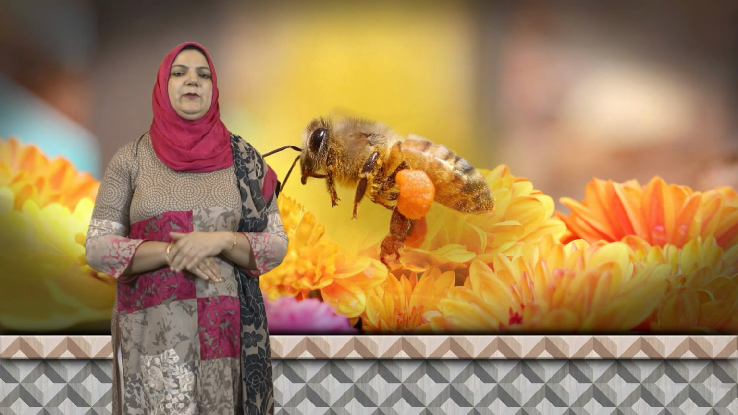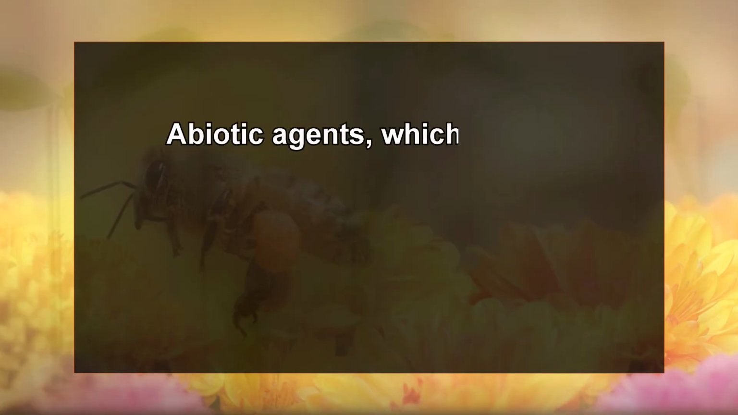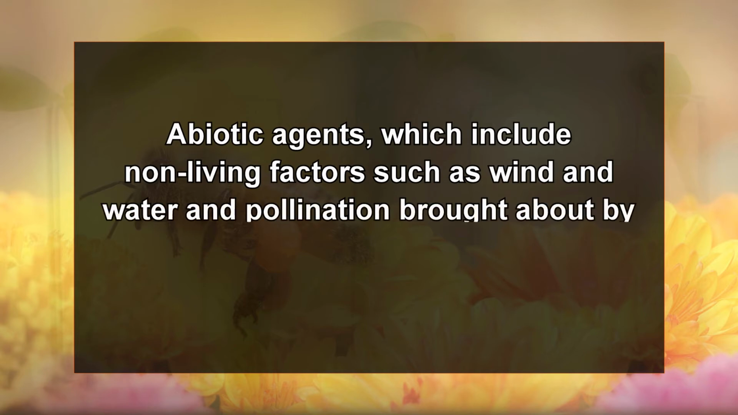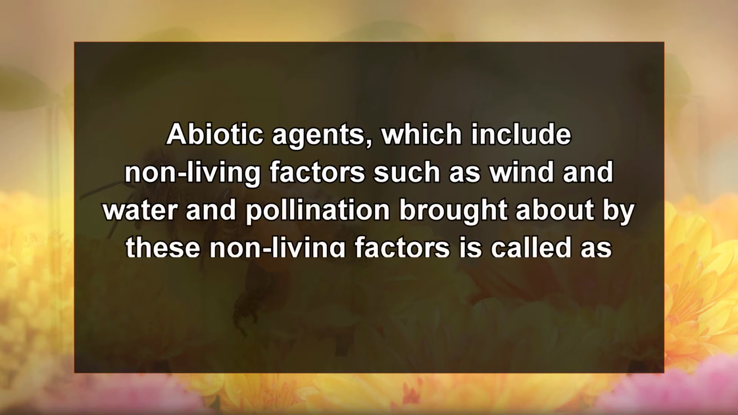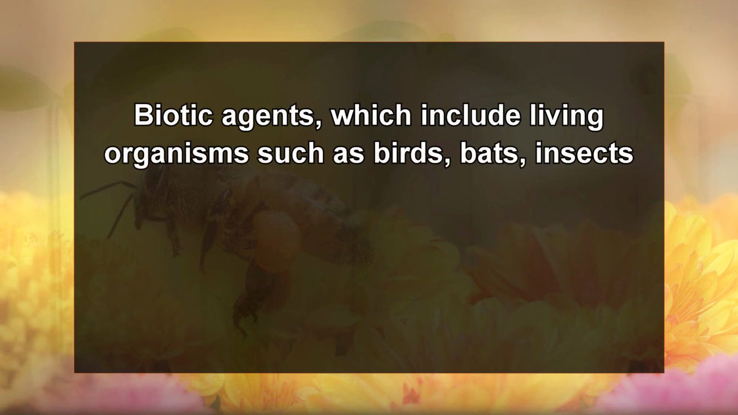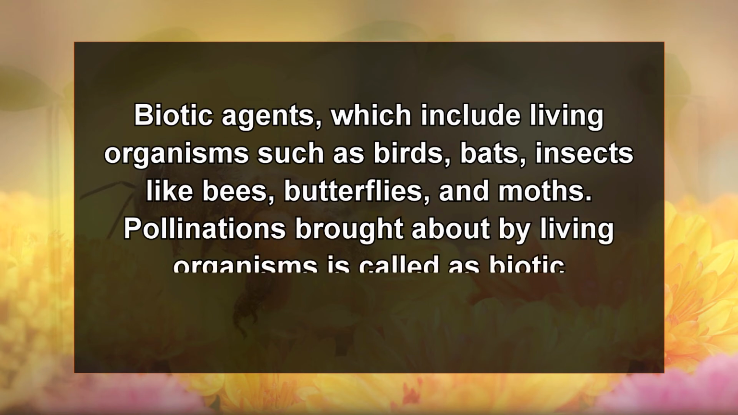There are two types of agents which bring about this transfer of pollen grains from male organ to the female organs in plants. These are number 1, abiotic agents which include non-living factors such as wind and water. And the pollination brought about by these non-living factors is called as abiotic pollination. And number 2, there are biotic agents which include organisms such as birds, bats, insects like bees, butterflies and moths. Pollination brought about by living organisms is called as biotic pollination.